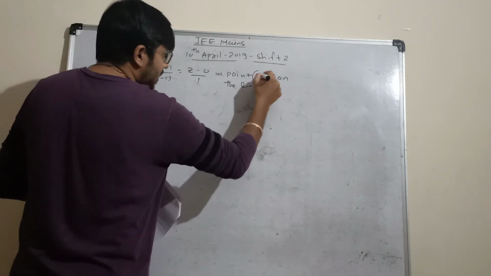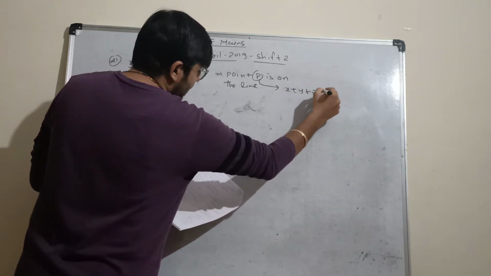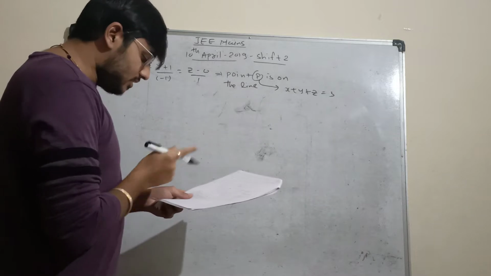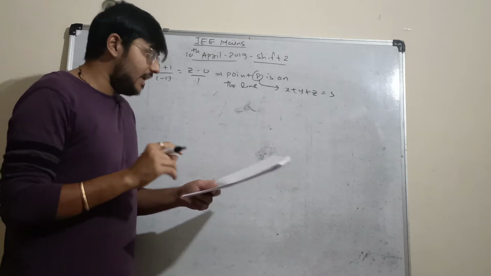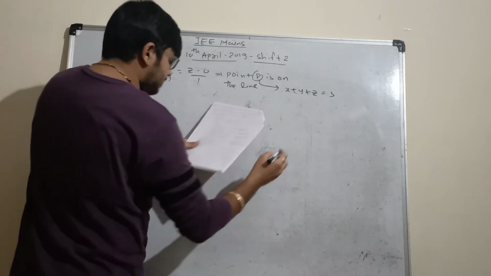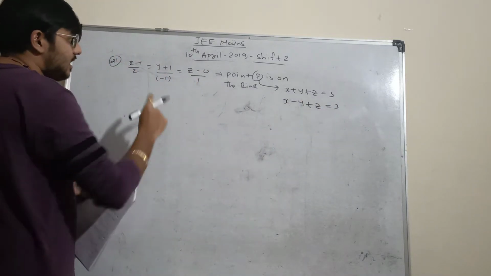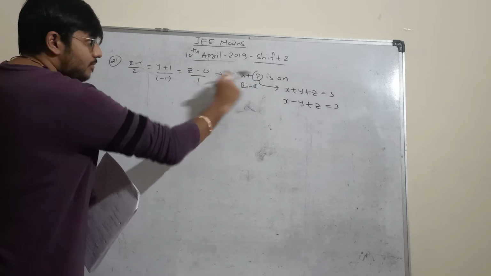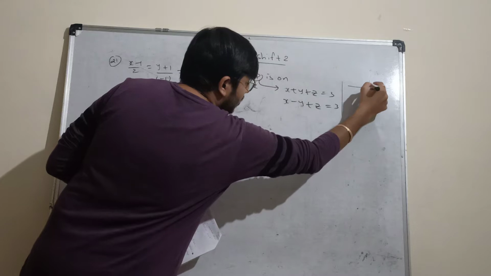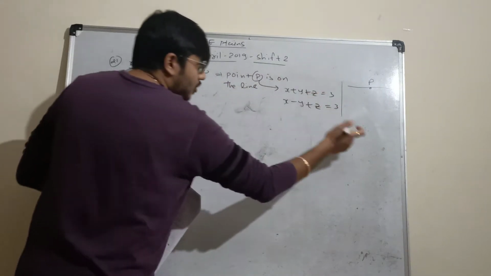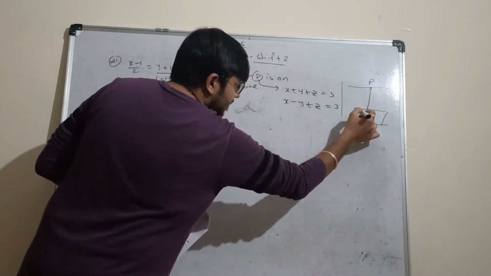From this point P a perpendicular is drawn to the plane x plus y plus z equals 3, such that the foot of the perpendicular Q also lies on another plane, right? So one more plane is also given to us, which is x minus y plus z equals 3. The meaning is a point P is on the line, and from that point a perpendicular we have to drop on the plane, and this foot of the perpendicular is Q.